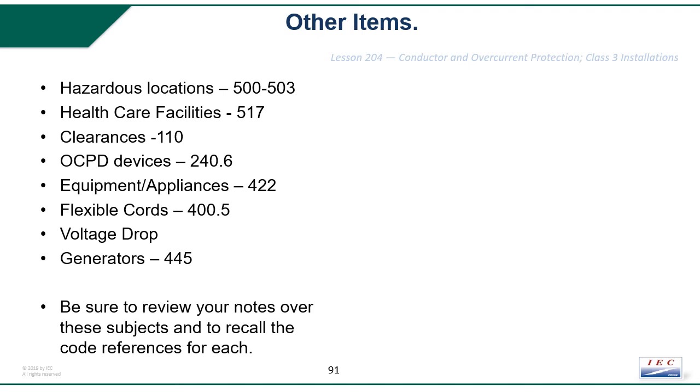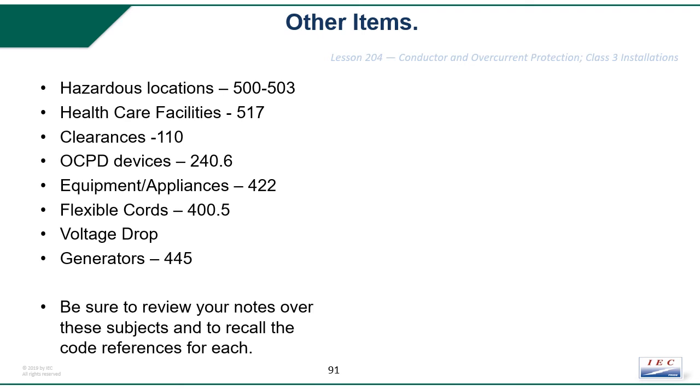Clearances found in Article 110. Remember to use Table 110.26 when determining clearances away from ungrounded wall and equipment, between equipment and a grounded wall, and between equipment from other live equipment. Overcurrent protection devices: standard sizes are found in 240.6, Table 240.6(A). Equipment and appliances found in Article 422. Flexible cords found in Article 400.5.